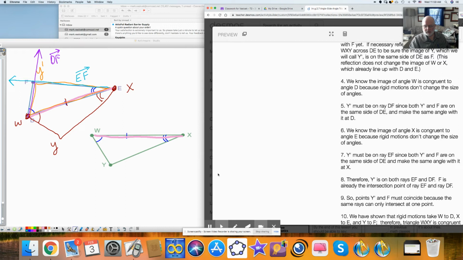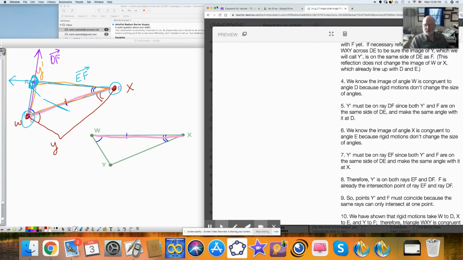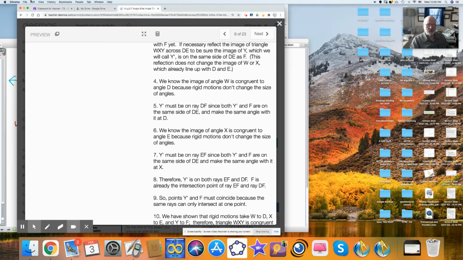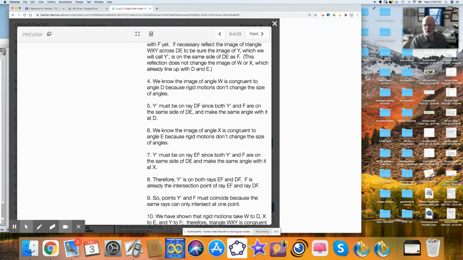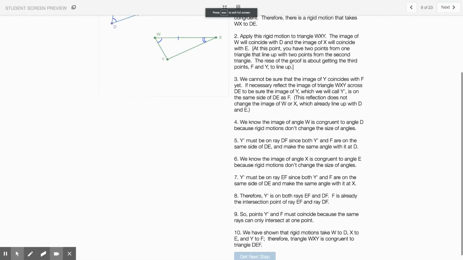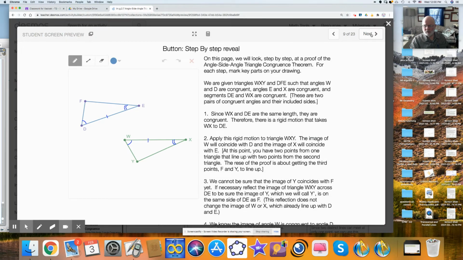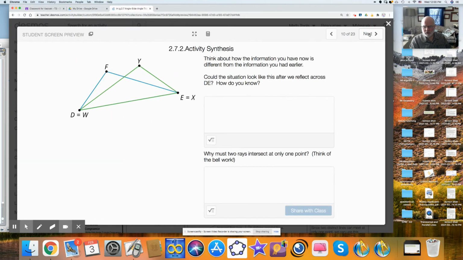This is great because now we have shown that all 3 points coincide: W with D, X with E, and now Y prime with F. Therefore, the triangles are congruent. And what this is, folks, is a proof of the angle-side-angle triangle congruence theorem. This is a rigorous proof, by the way. This is not trivial. Now, I don't want to have to do this each time. But now that I've proved it, I can use the shortcut.